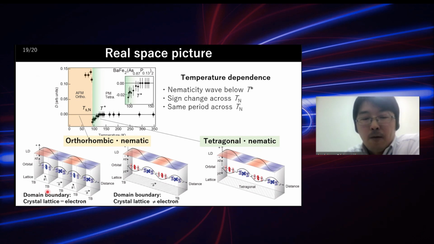And in this case, we consider the correspondence between the domain boundaries of crystal lattice and electrons. So in this case, we always observe the XZ polarized electronic states. But now we cannot conclude the picture because there is no previous report showing the nanoscale orthorhombic domains. So it will be a future study.